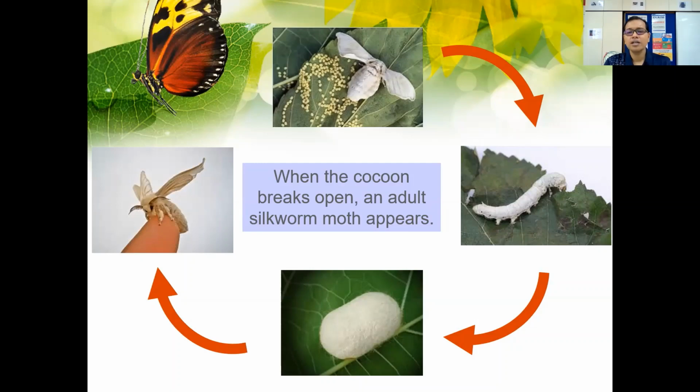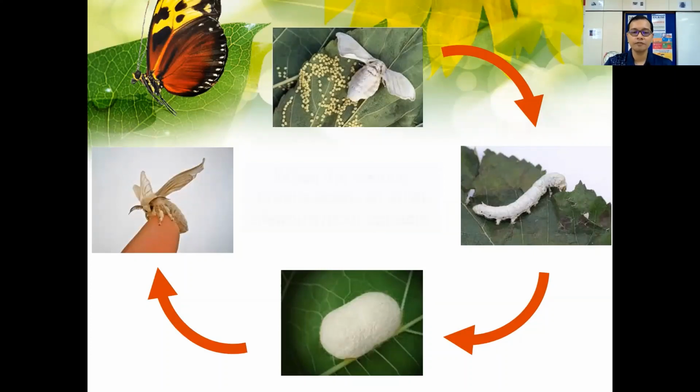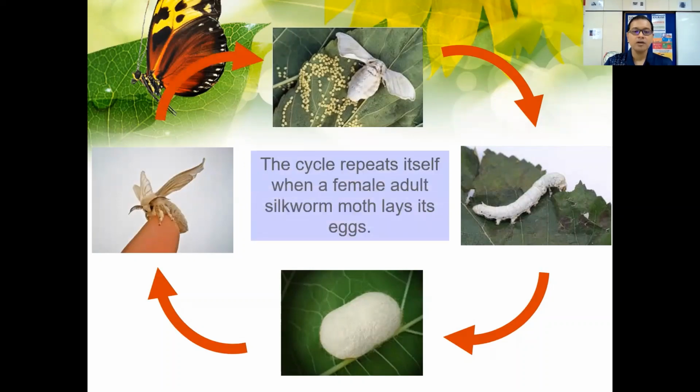Yeah, you can Google images of the silkworm moth. Just type in silkworm moth, and you can find better pictures that are out there. I will not be sharing them here today. Okay, and that is the life cycle of the silkworm moth. The female adult will lay its eggs on the leaves and the cycle will repeat itself.